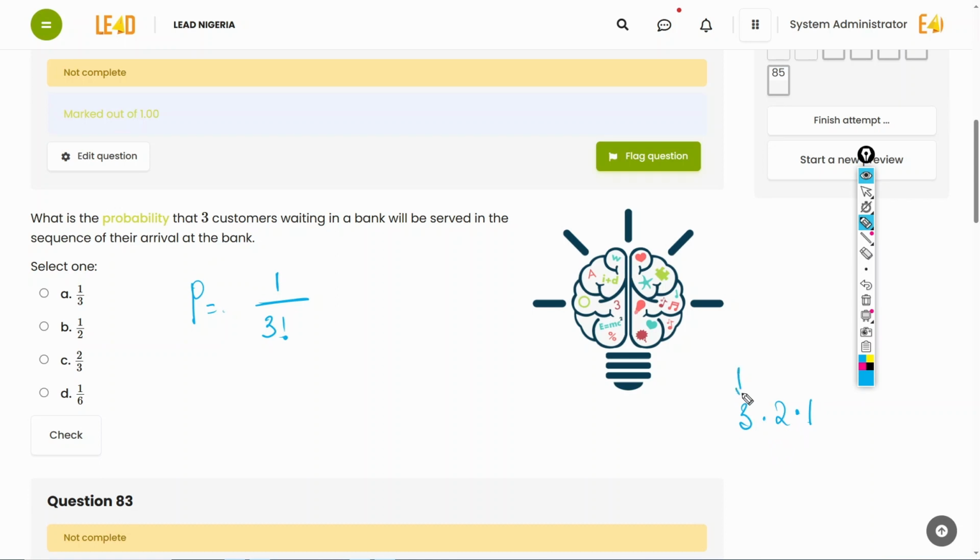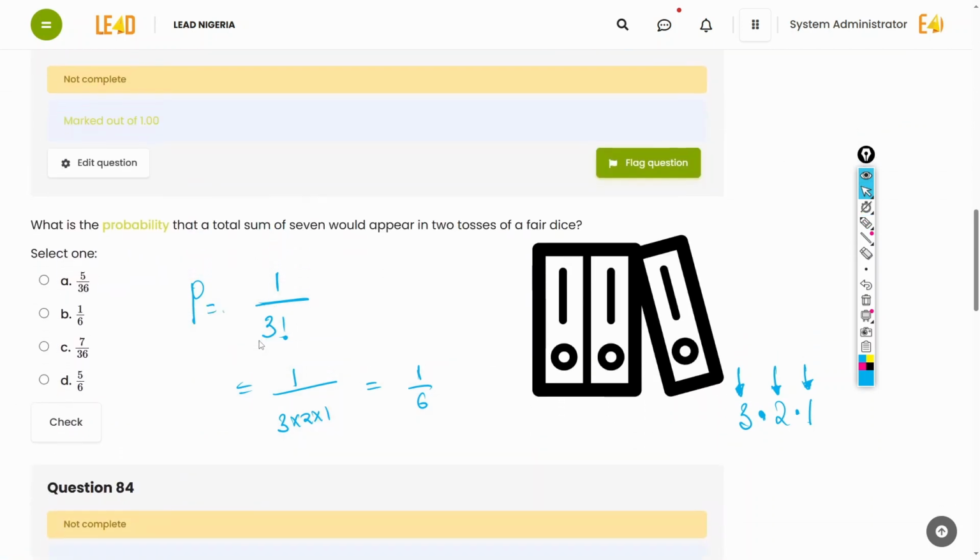Because there are 3 ways you can call the first person, and once you've called the first person, then there'll be 2 ways you can call the second person, and of course, only 1 way you can call the third person, right? So this would just be 1 divided by 3 times 2 times 1, which is 1 over 6. Factorial just means 3 times 2 times 1. 7 factorial would mean 7 times 6 times 5 times 4 times 3 times 2 times 1. So yeah, the answer for this is 1 in 6.